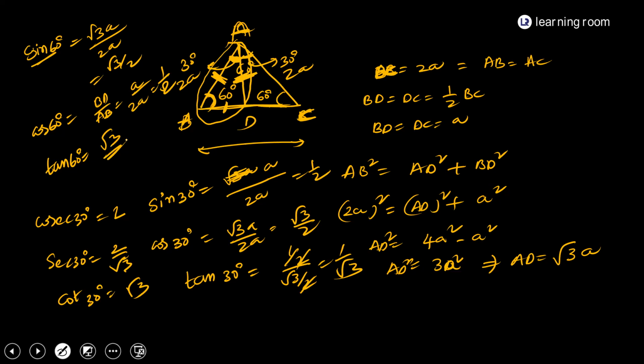Always sin theta will be opposite by hypotenuse. Cos will be adjacent by hypotenuse. Tan will be opposite by adjacent, or sin by cos. Okay, note it down. So now we found for 30 and 60. Note it down.